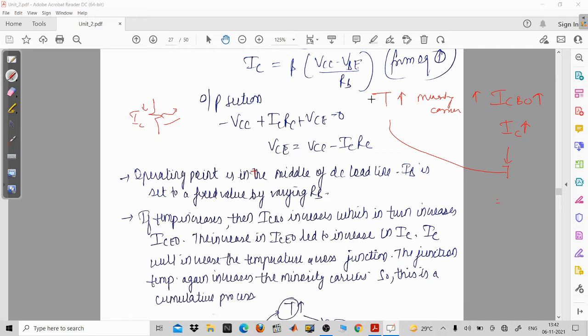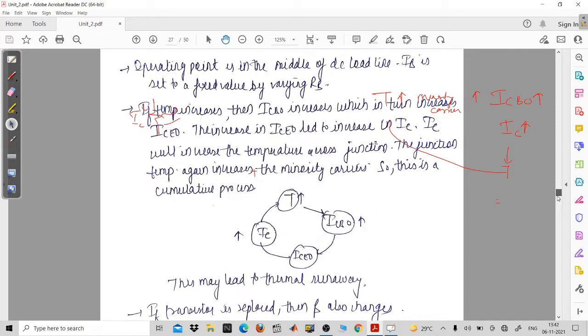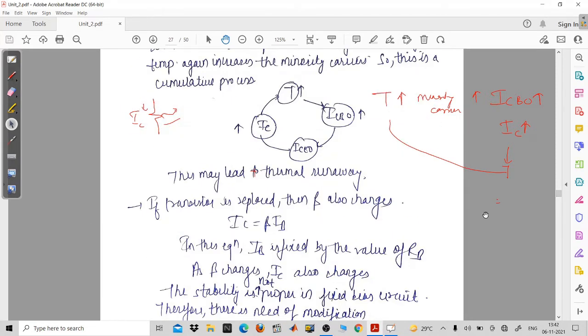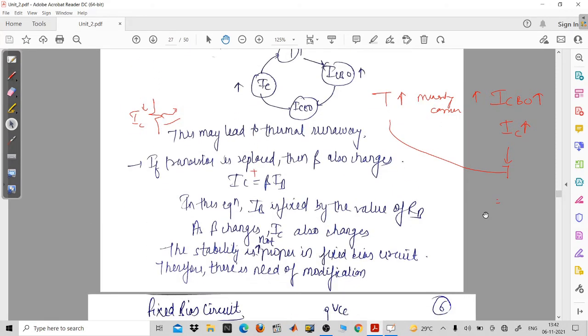Because of that, an enormous amount of heat will be developed in the transistor, and because of that there will be thermal runaway. In that case your transistor might get damaged. So we will have to prevent this thermal runaway condition. Now how is this condition arising? This condition is arising because of the ICBO. So you can see here this thermal runaway condition is occurring because of the ICBO.